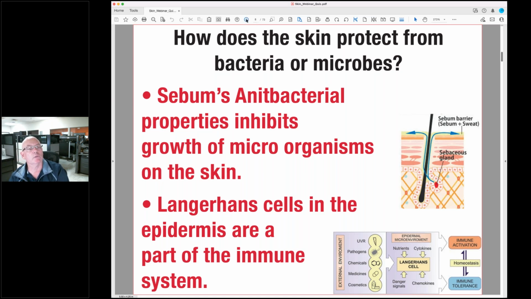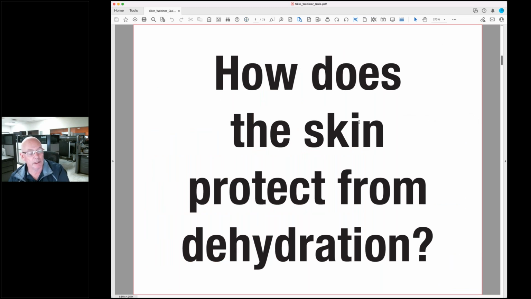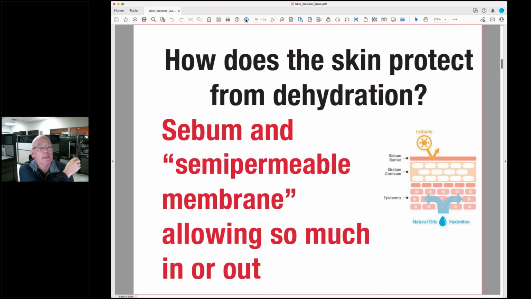All right, and once again, we already kind of went over this. How does the skin protect from dehydration? What's the word I'm looking for? Sebum. Yeah. Since we already said it, basically sebum and that semi-permeable membrane, allowing so much in or out. I'm kind of saying a review of a review.